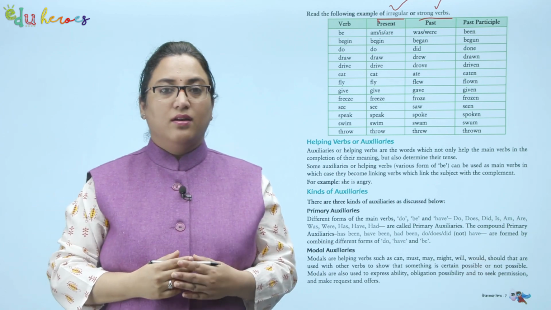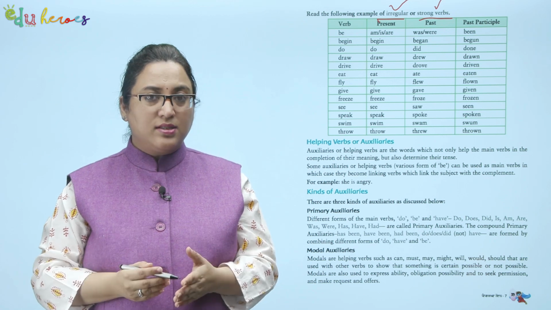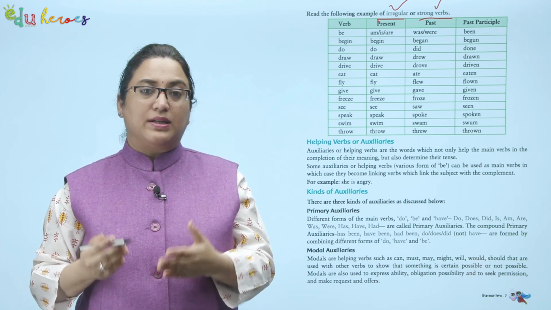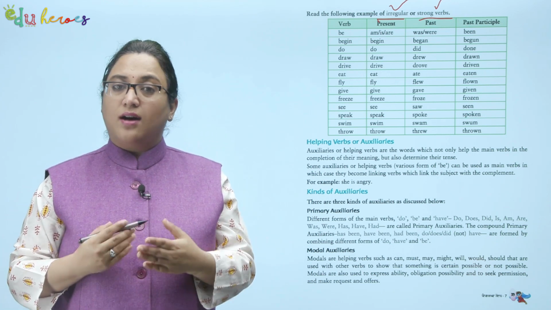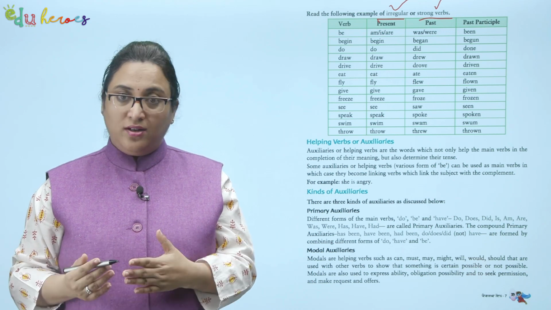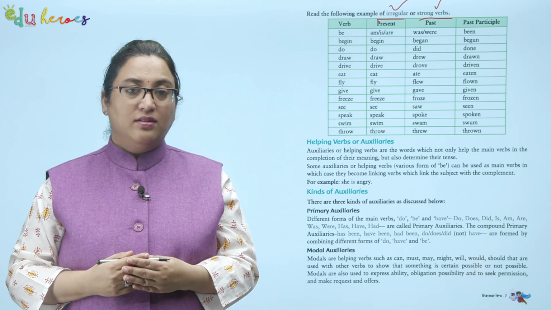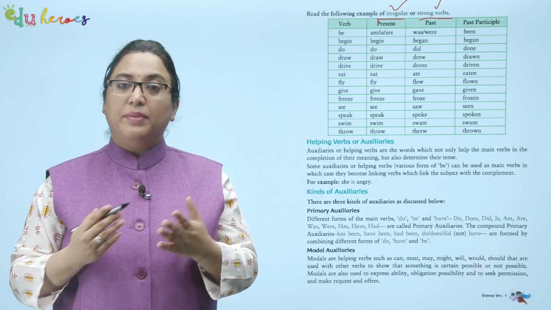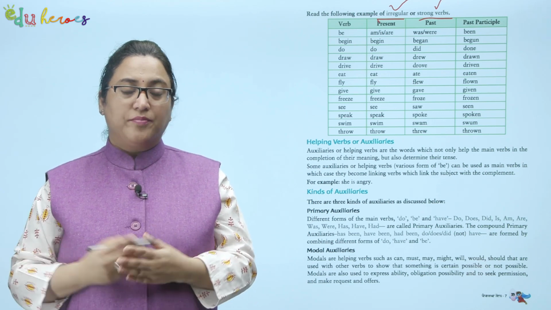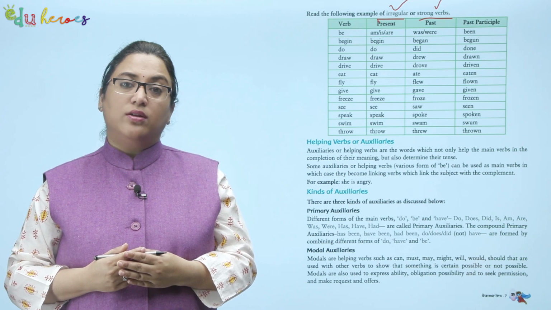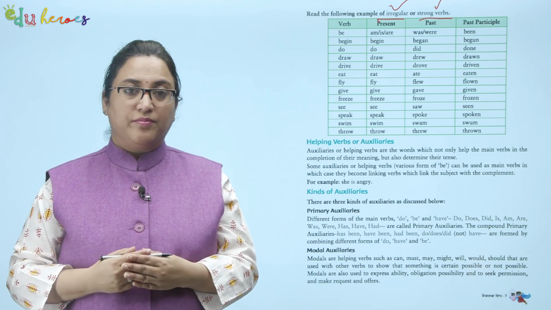So we have a base verb, then the present tense, then past form and the past participle. Be: in present it is am, is, are, in past was, were, and then past participle is been. Then begin. Begin, began, begun. Do, did, done. Children, these are also called the three forms of verbs, or V1, V2, V3.